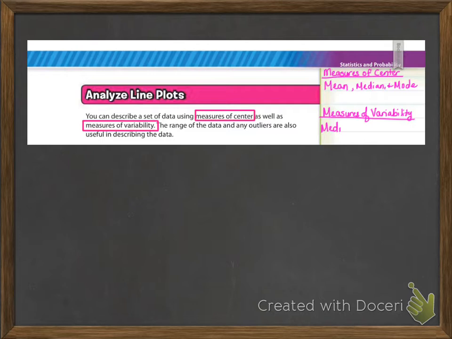So measures of center have to do with mean, median, and mode. And measures of variability have to do with median, Q1, Q3, IQR, range, and outliers. Go ahead and jot that information down so this way you always have it to reference. You always have something to reference when it's talking about these 2 different kinds of things. Measures of variability do ask you for many more things than measures of center do.